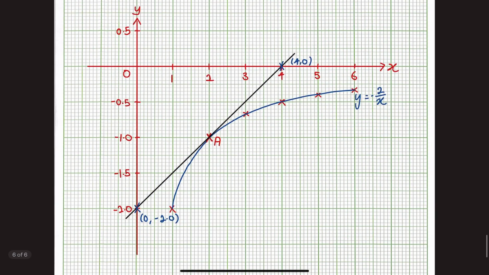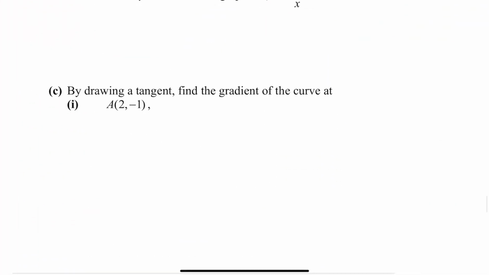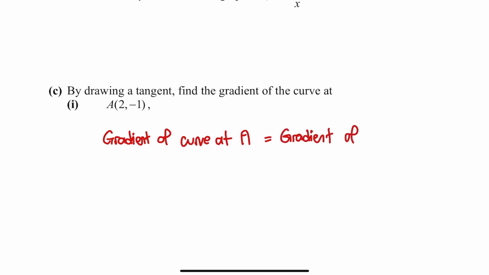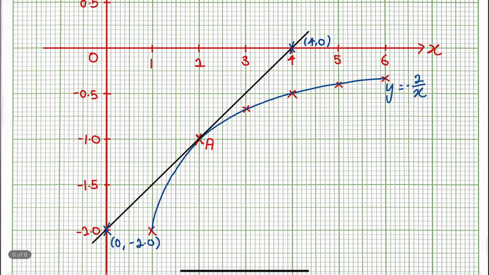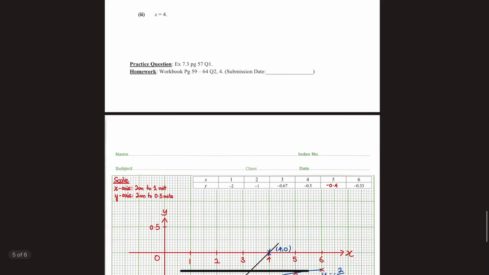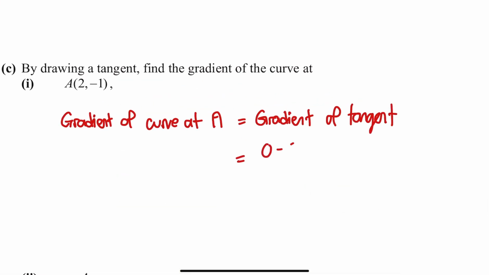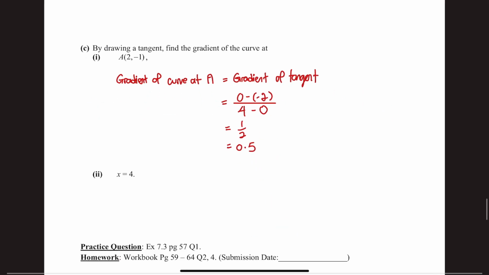So for C part 1, the gradient of the curve at A is equal to the gradient of the tangent that we just drew. To find the gradient of the tangent, I take y2 minus y1. Over here, y2 is 0 minus negative 2, over 4 minus 0. Let's calculate that out. You should get a half or 0.5. And this is your answer to C part 1.